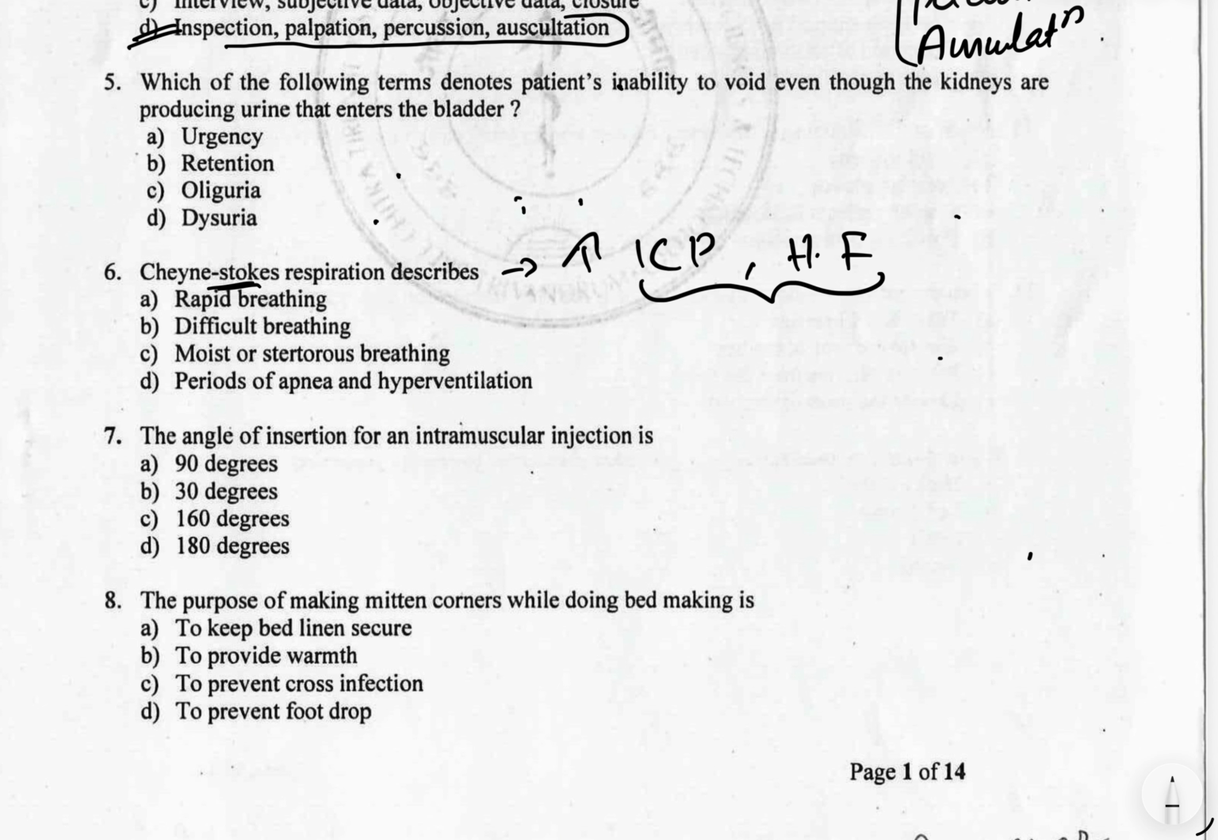That is stertorous or moist, like the patient will be having moisture present in the lungs and will be having difficulty in breathing. Remember, Cheyne-Stokes respiration means periods of apnea and hyperventilation.